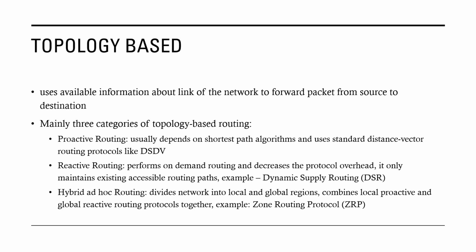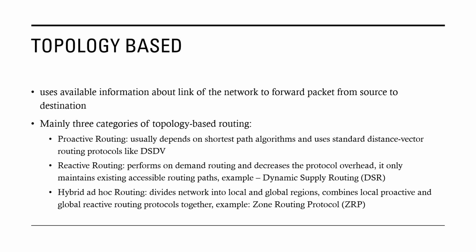So the proactive routing usually depends on the shortest path algorithms, because those algorithms actually calculate the distance to all possible destinations without waiting for any query, and uses standard distance vector routing protocols like DSDV, which use those shortest path algorithms. And reactive routing, on the other hand, only performs routing when a packet arrives.